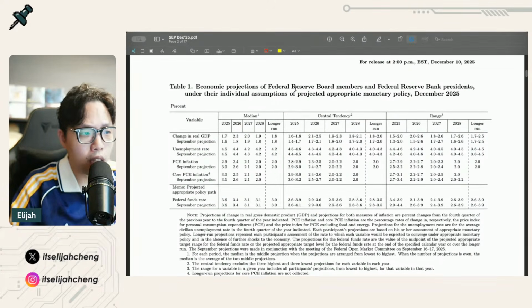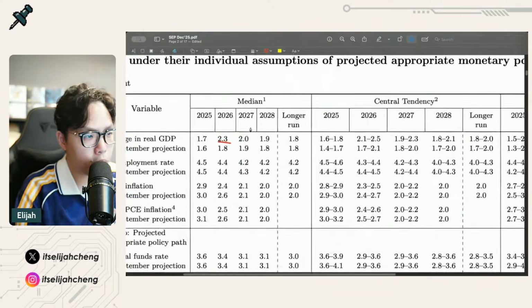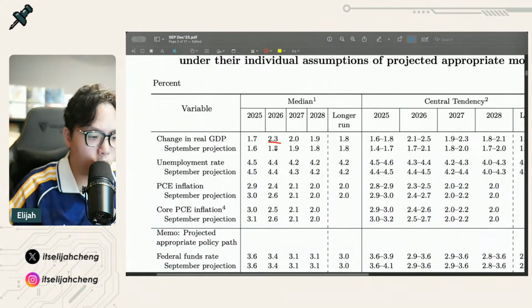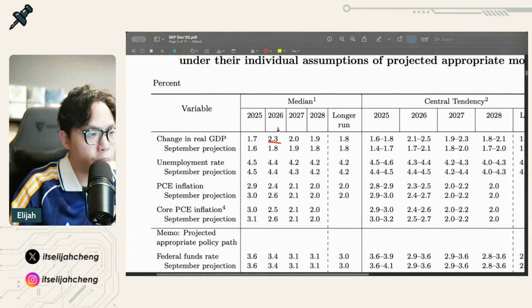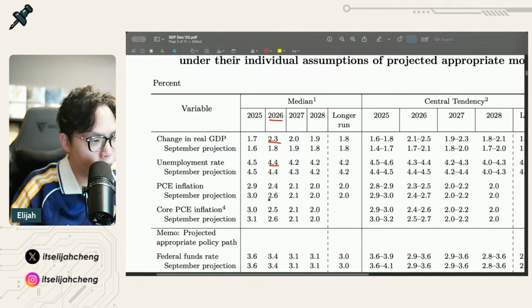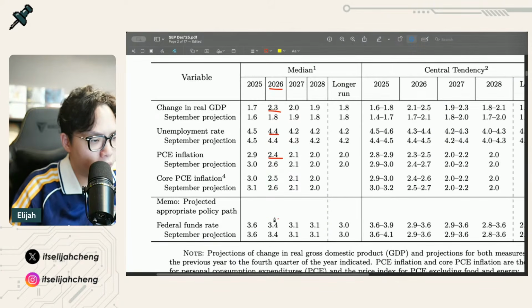If you take a look at the GDP projections for 2026, you can see that the projections here are for 2.3. Sorry, let me zoom this in. Right, so we're just looking at the median projections. Change in GDP in 2026 is 2.3, unemployment rate at 4.4%, inflation at 2.4%, and federal funds rate at 3.4%. So this is exactly what we are looking for before Powell speaks today.